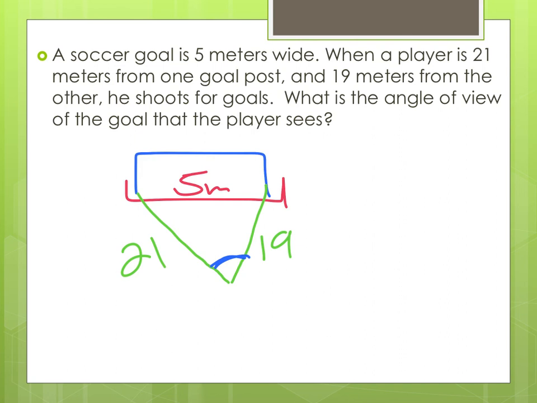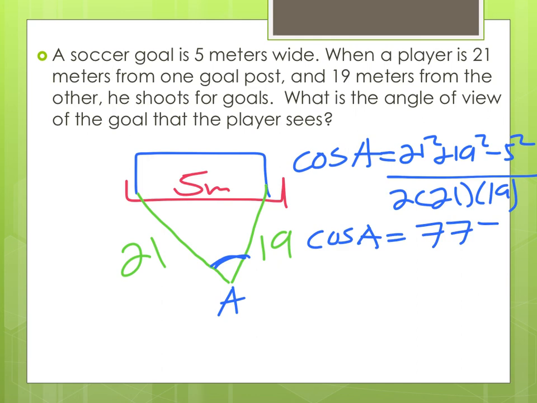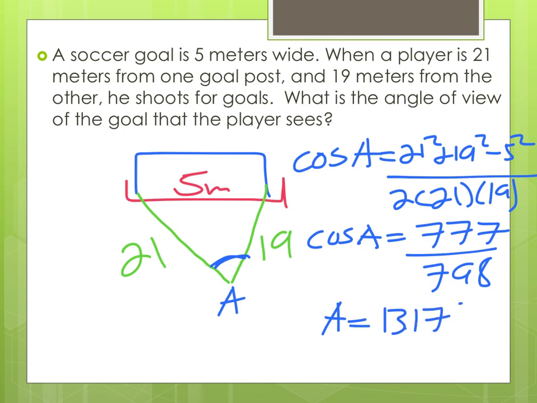So when we set this up, we're going to use the law of cosines. And we're going to start by saying the cosine of, we'll call this angle A, cosine of angle A is going to equal 21 squared plus 19 squared minus 5 squared divided by 2 times 21 times 19. Alright, so when I simplify that fraction, I get that the cosine of A is equal to 777, interesting number, divided by 798. And again, our last step is to take the cosine inverse of that, and when you do, we get approximately 13.17 degrees.